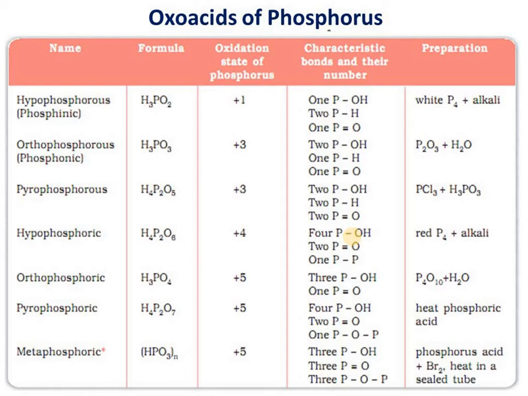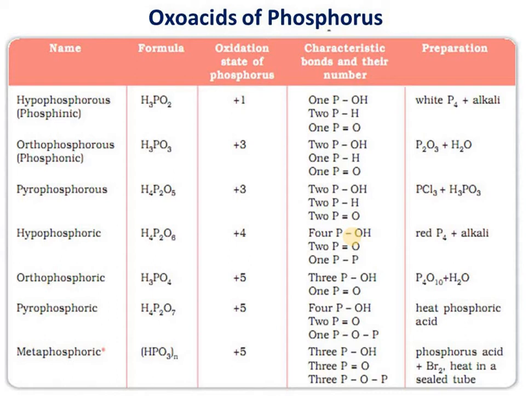If we talk of hypophosphorous acid H3PO2, orthophosphorous acid H3PO3, pyrophosphorous acid H4P2O5, hypophosphoric acid H4P2O6, orthophosphoric acid H3PO4, pyrophosphoric acid H4P2O7, metaphosphoric acid HPO3 n. First and foremost, we need to be aware of how to calculate the oxidation number.